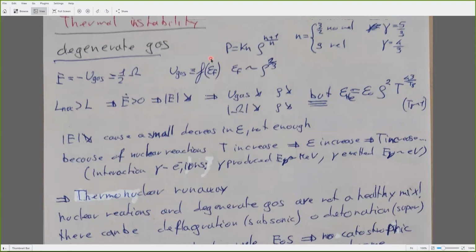Everything goes well, but obviously we also have some thermal instability. We have some cases where the star can have some problem. Classical, as I already mentioned, is the degenerate gas, with the classical polytropic relation among pressure and density, with K_n and the exponent (n+1)/n, with n being 3.5. I need to redo that.